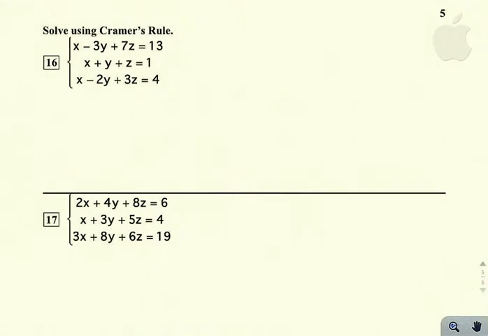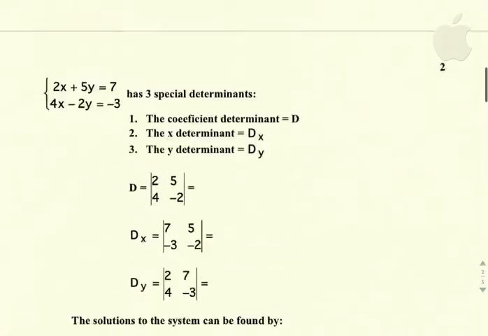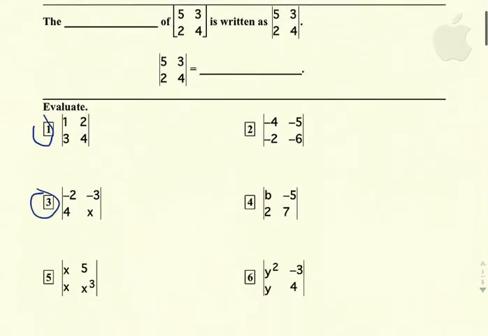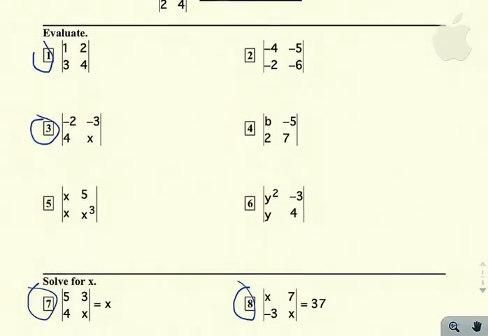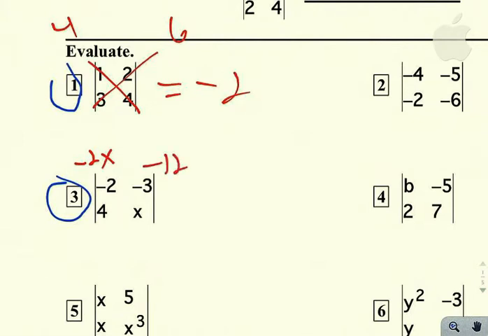Determinants. Number 1. Well, you multiply this diagonal, you get 4. This diagonal, you get 6. And then you subtract, so you get negative 2. In number 3, this diagonal would be minus 2x. This diagonal minus 12. So the answer is minus 2x plus 12.